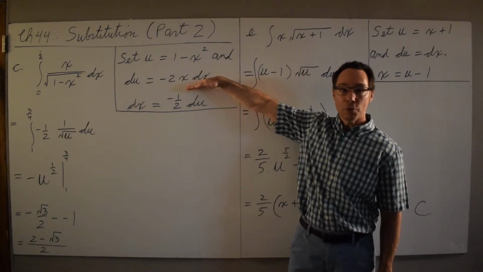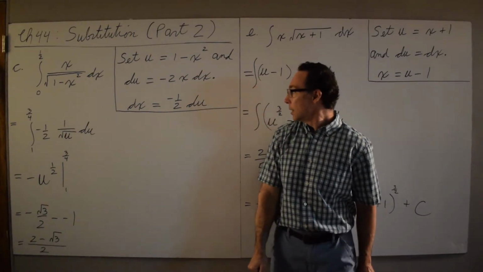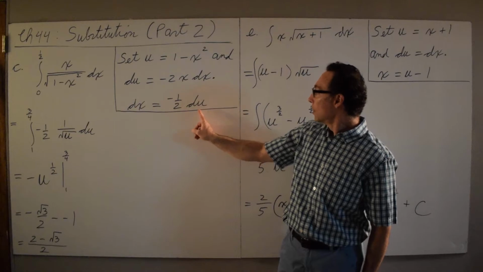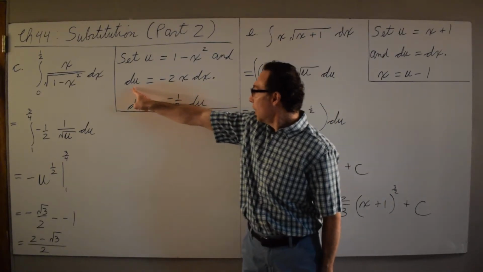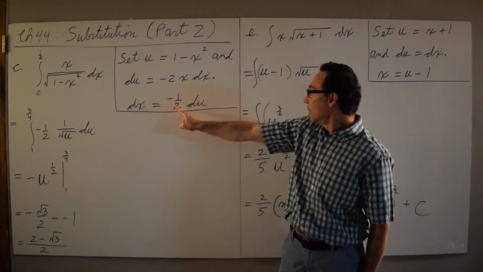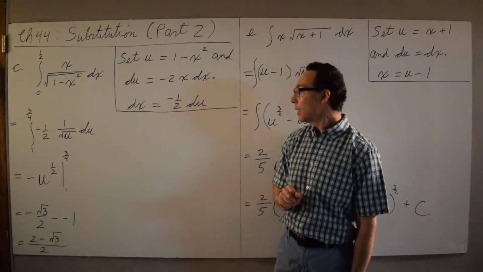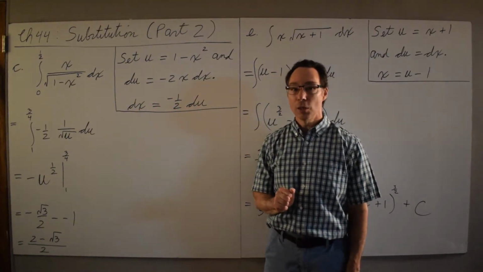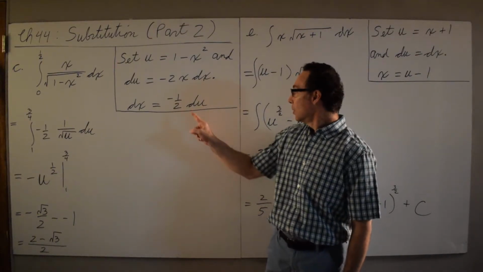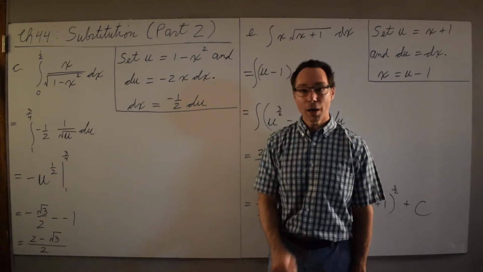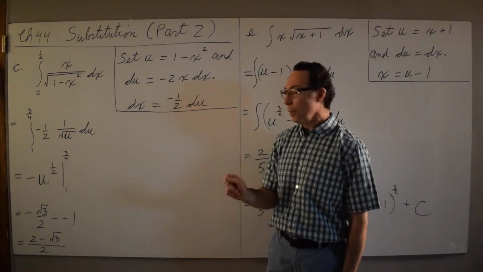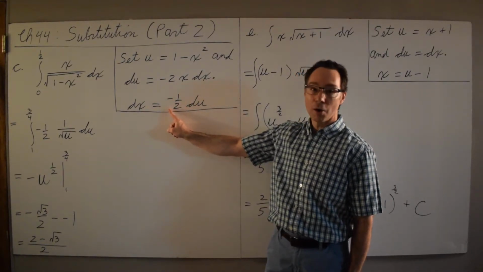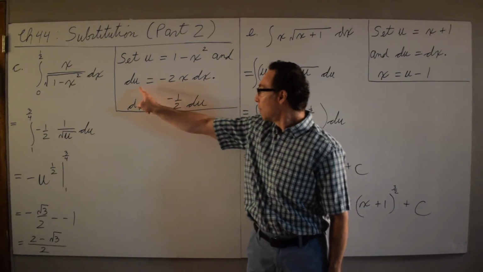Du then is negative 2x dx. And here, to make things a little bit easier, we're going to solve for dx in terms of du. So we divide both sides by negative 2, and we have dx equal to negative 1/2 du. Now let me say, when we're using substitution, multiplying or dividing by a constant is the only thing we're allowed to do to du. So you're not allowed to add things to du, you're not allowed to substitute du into functions. The only thing you're allowed to do with the du is multiply or divide by a constant. So here we just divided both sides by negative 2.